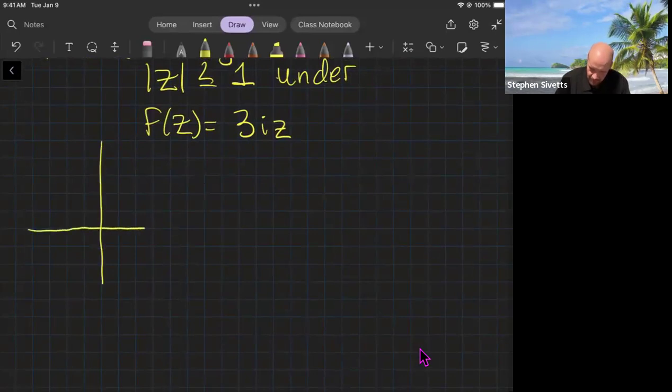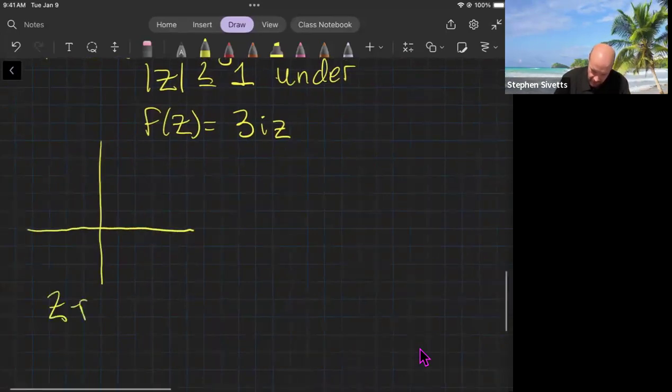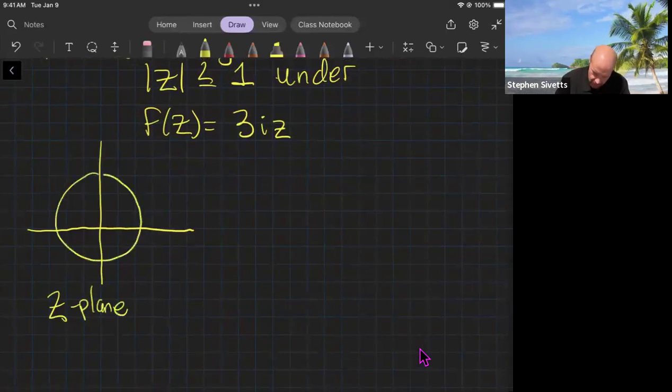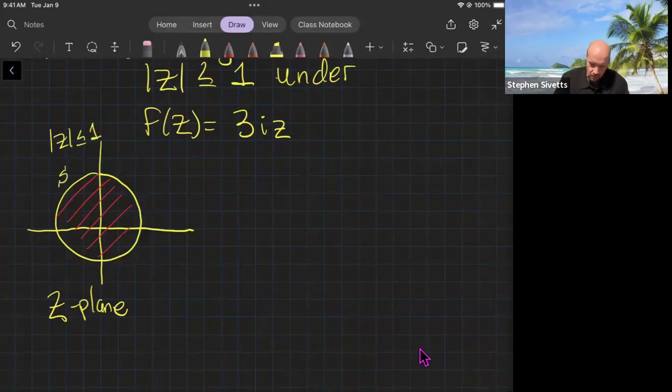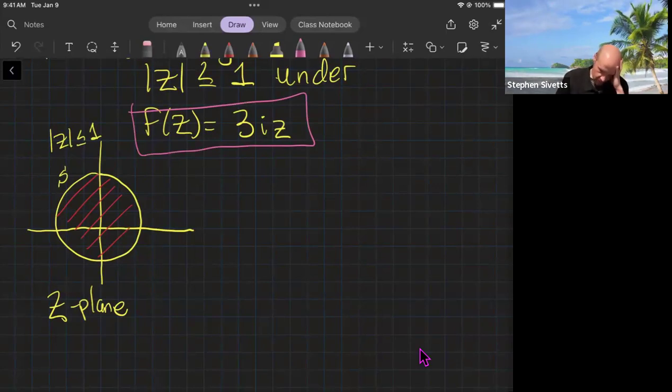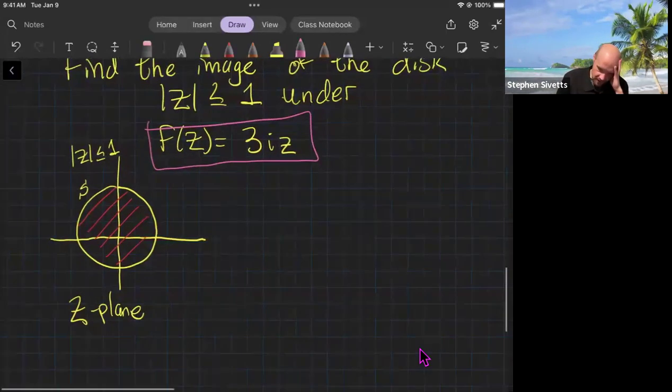So if I look at the z plane, this set we're looking at is the unit circle and all the points that are in the interior. So this is the set S that we're talking about here. And our function is f of z equals 3 times iz. So the a value right here, the a is 3i.